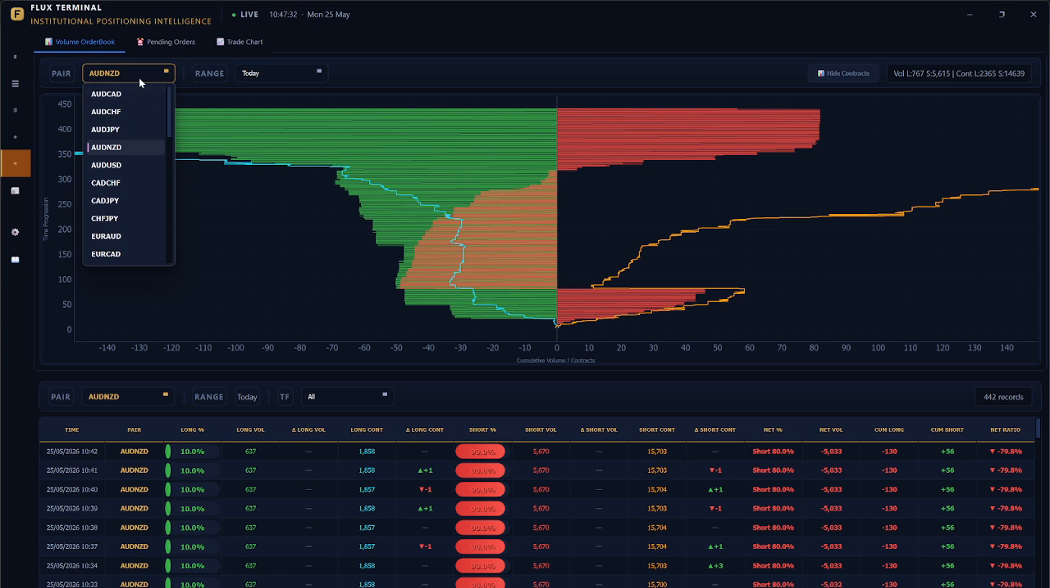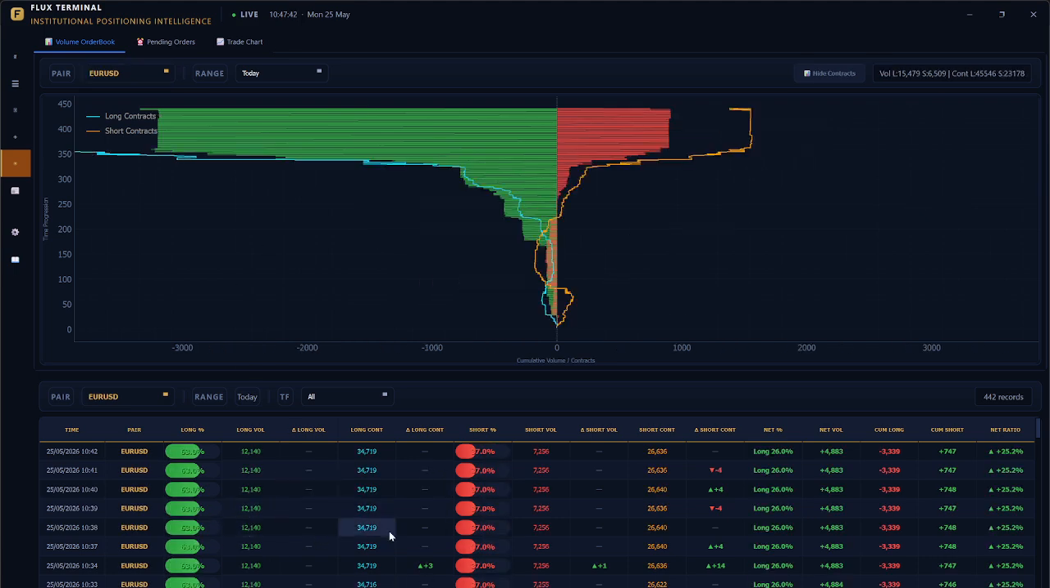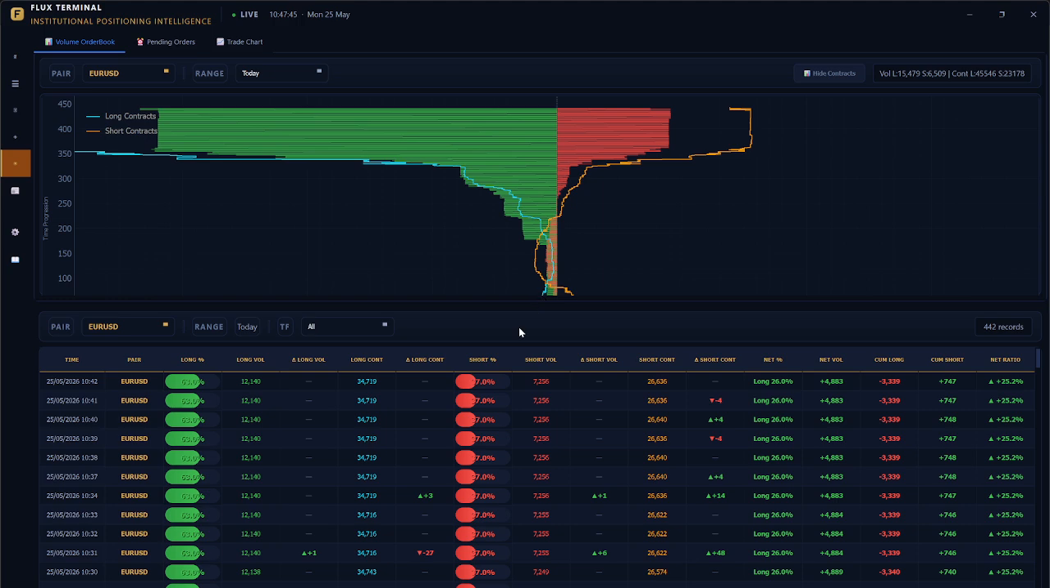If today's a bank holiday, I don't think there should be big volume changes in the market. Apologies, I'm just switching to EURUSD to see if we get any change in here. Then we've got the long contract change based on the time frame you selected, then short percentage, short volume, change in short volumes, and then short contracts, short contract change, and the net position for the selected pair.